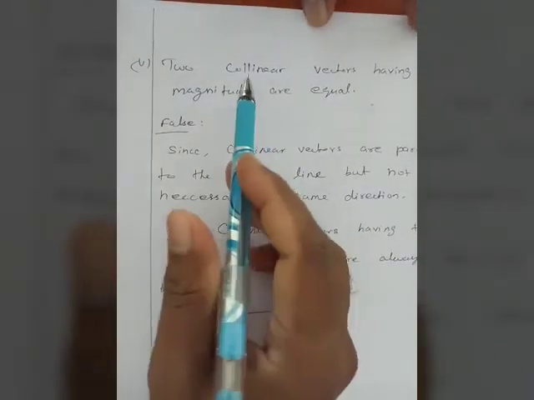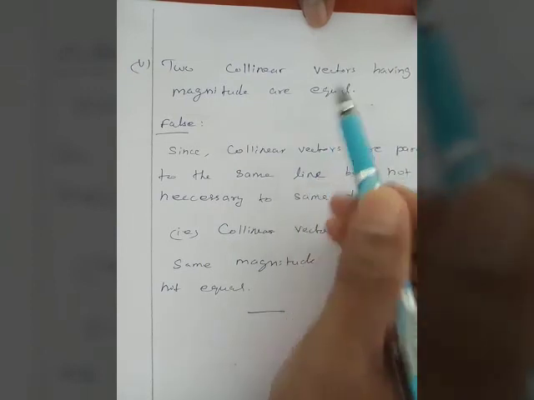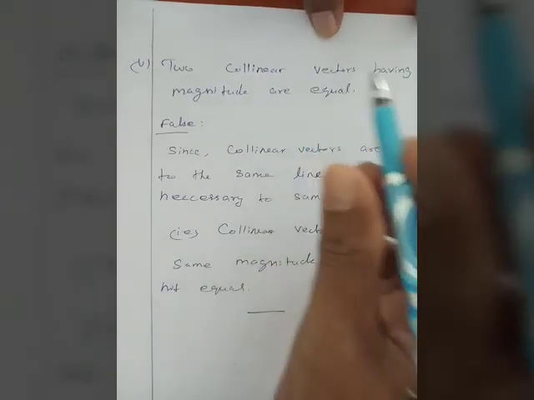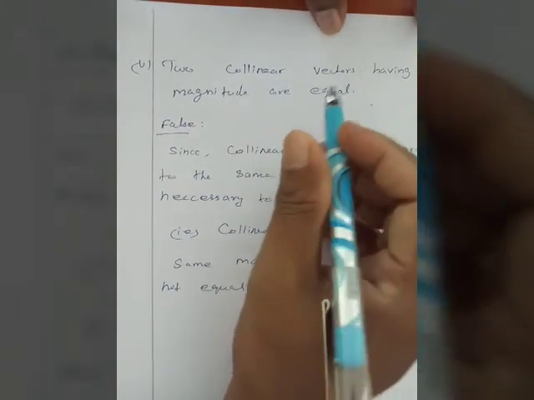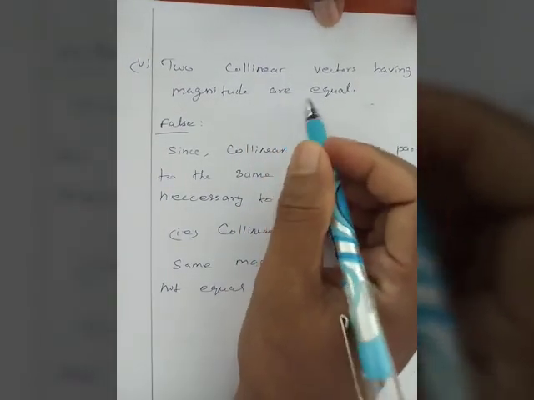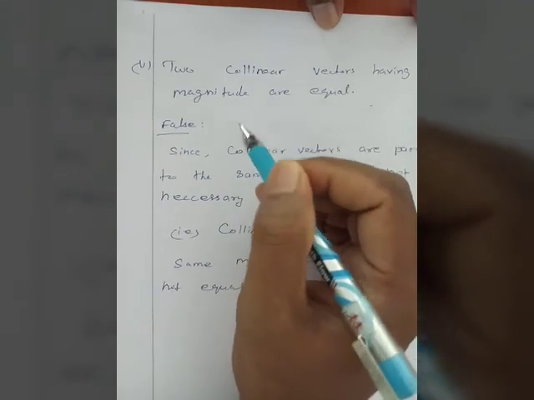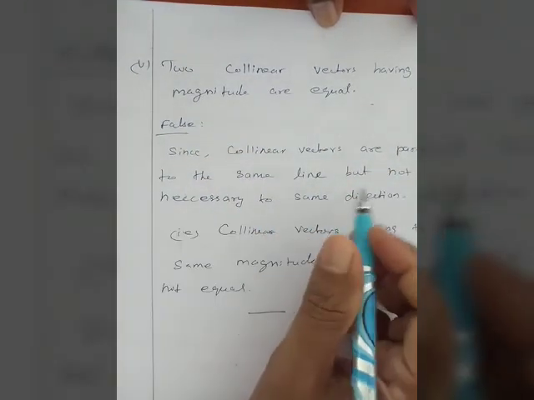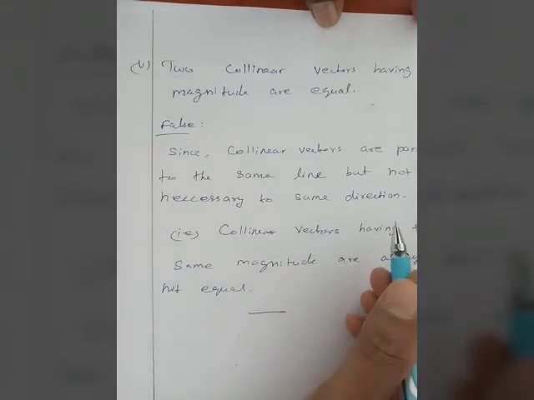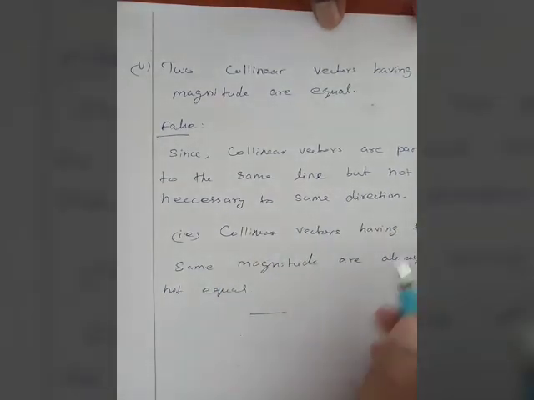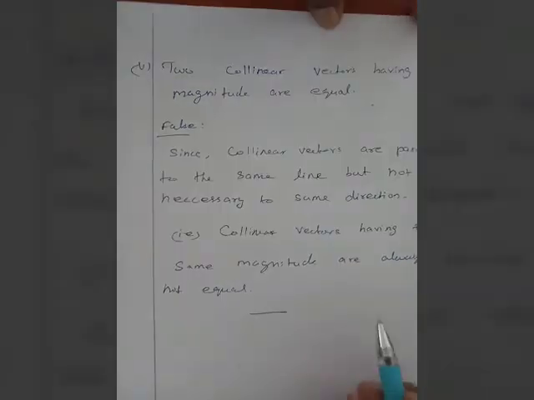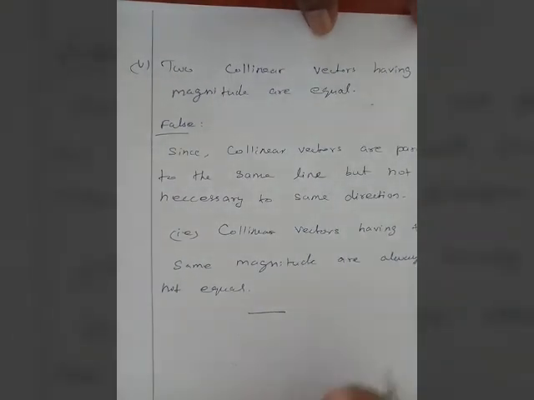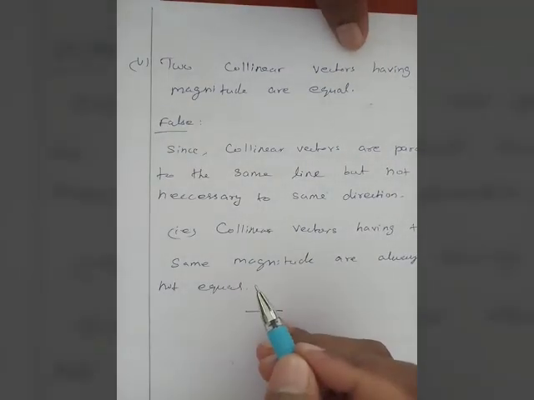Now the fourth condition, two collinear vectors having the same magnitude are equal. False. Collinear vectors have the same magnitude, but vectors are equal when they have the same magnitude and the same directions. Here only the same magnitude is given, but the directions are not mentioned. So this is false, since collinear vectors are parallel to the same line, but not necessarily in the same directions. That is, collinear vectors having the same magnitude are not always equal. Sometimes equal. When equal? If the directions are the same, then the vectors are equal. Are you clear? Okay, thank you.